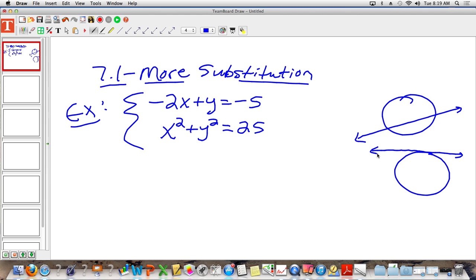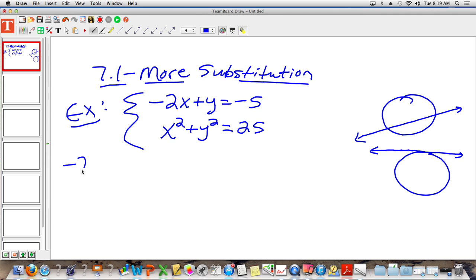So, all right. We have negative 2x plus y equals negative 5, and x squared plus y squared equals 25. Any suggestions? We're going to start this off the same way that we did yesterday. There's just a little bit more algebra involved here. What would be the easiest variable to solve for? The top one for y. Because it's not squared, and there's also no number in front of the y.